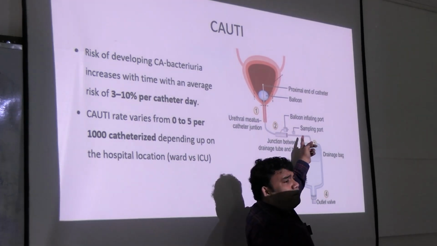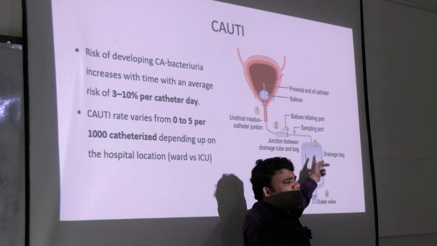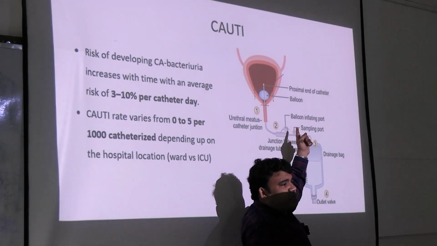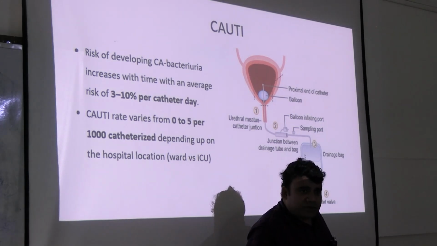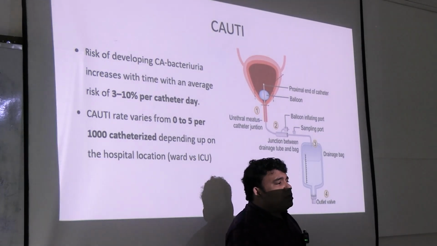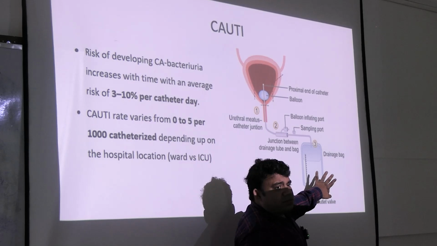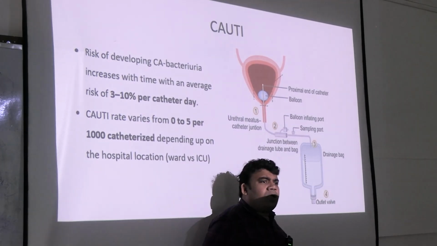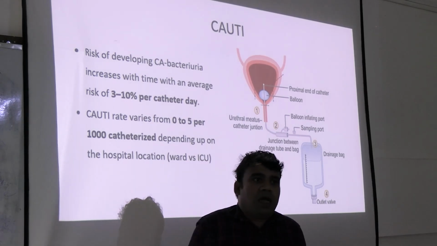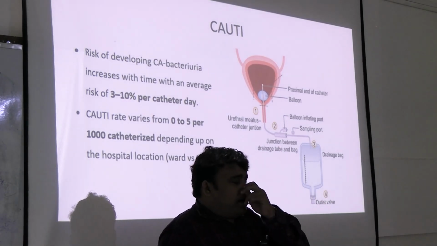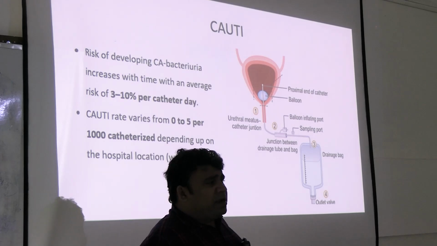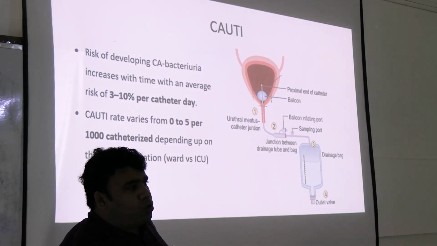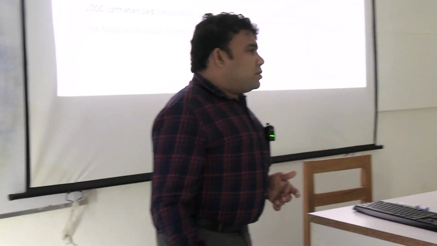Otherwise, if you break this closed system, the organism may travel from inside the lumen of the catheter, causing intraluminal infections. How can you break this closed system? Any idea? I think you have all seen this. How does the urine drain from the catheter into the bag? By gravity. So by that rule, the bag should always be placed at a lower height than the patient.